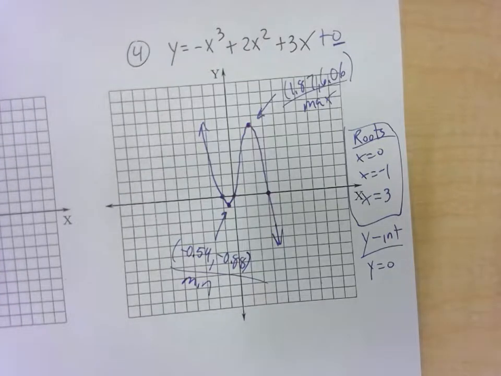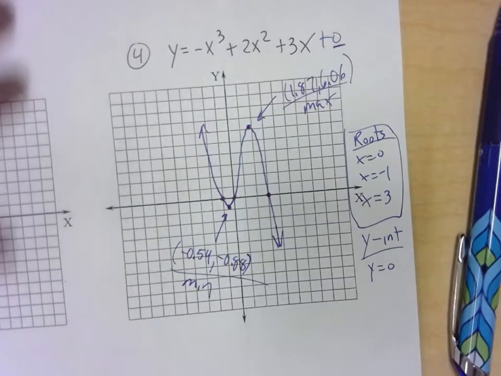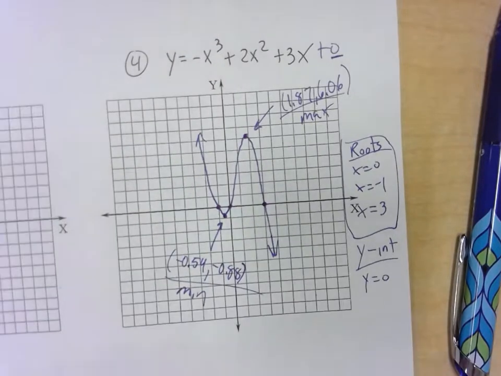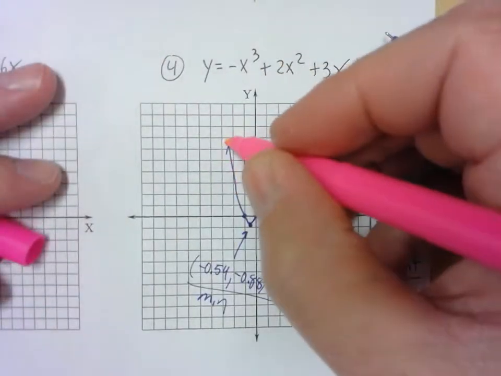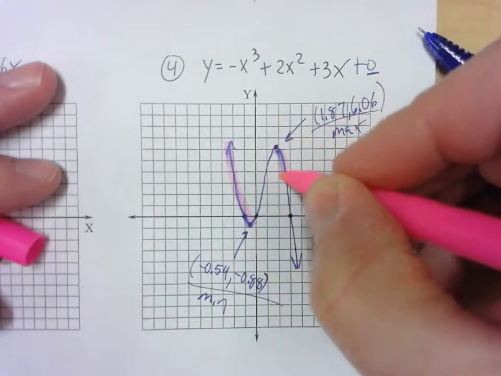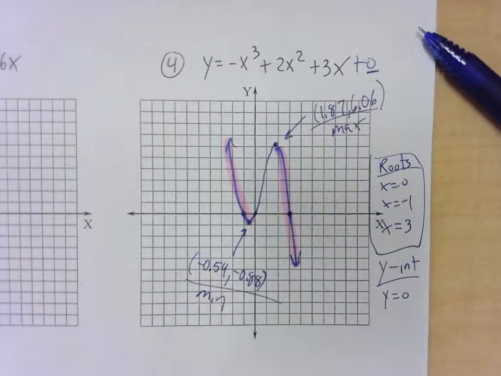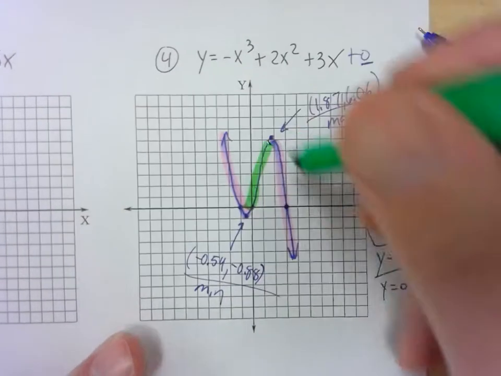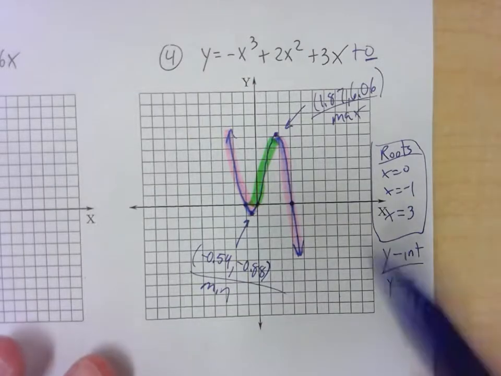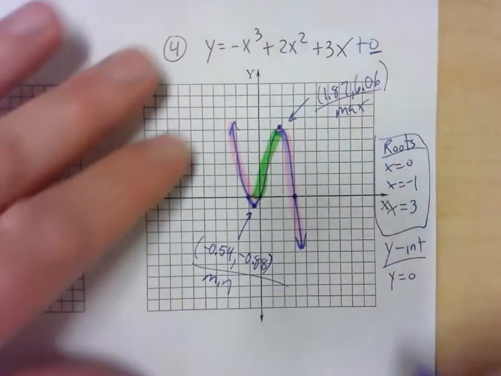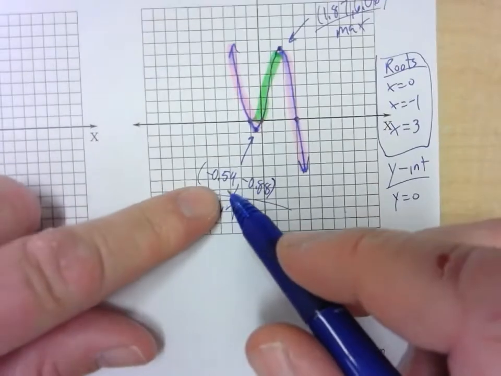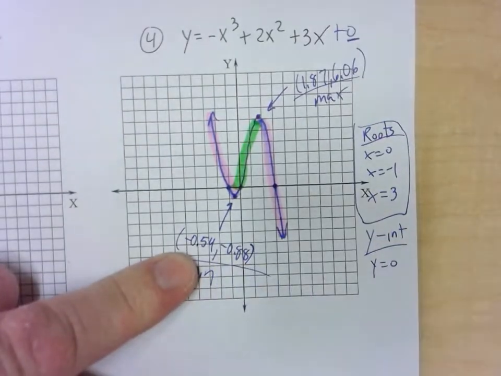Now, let's do intervals of increase and decrease. So it's going down. Let me read it from left to right. It's going down here, and down here. And then I need another color. Going down there. Oh, here's my green. Here's my green one. It's going up here. So if you're riding a roller coaster, it's going down, up, down. So it is, and we base this on the x values here.